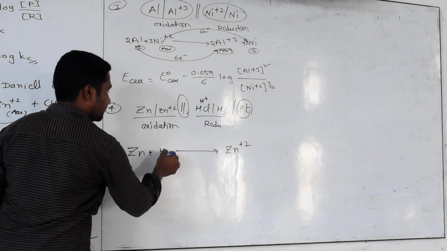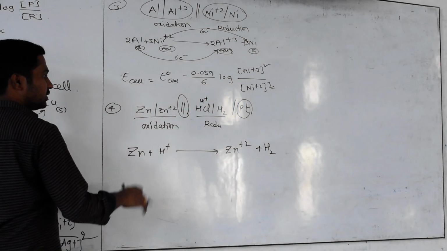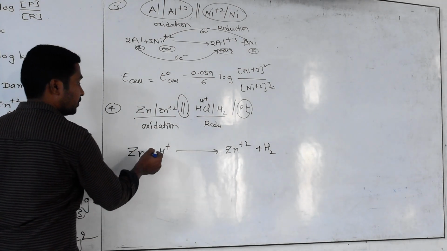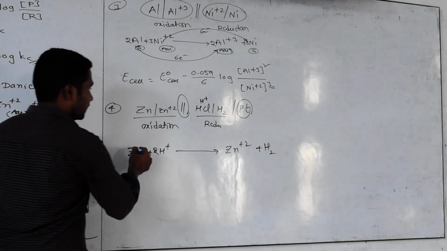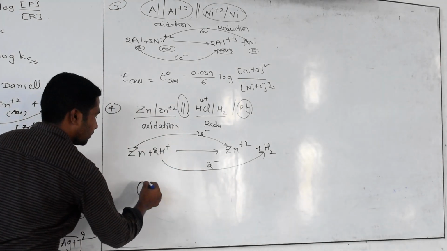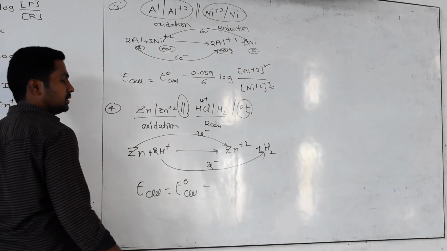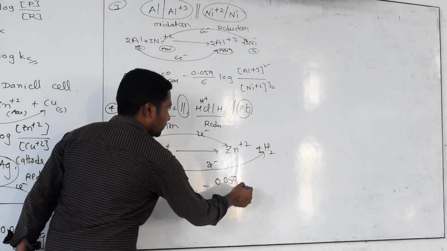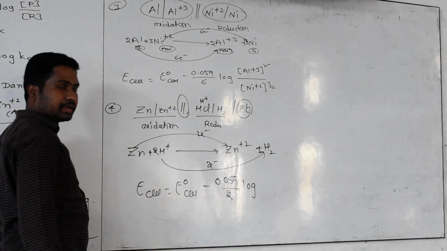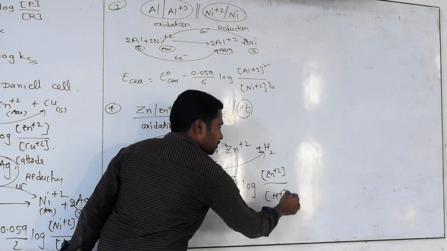That's what I read out. H+ is becoming H2. Is it reduction? Yes, 100%. Is it balanced? No. Each zinc loses 2 electrons, but each hydrogen receives 1 electron. That's why I have to take 2 H+. Under oxidation there is a 2 electron change, and under reduction also a 2 electron change. So we can write the EMF of this cell equals the standard EMF of this cell minus 0.059 by the change in electrons, 2, into log of the concentration of products per reactant, that is Zn+2 concentration by H+ ion concentration whole square.